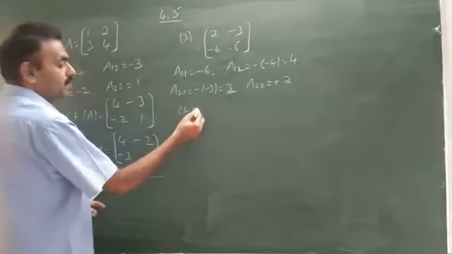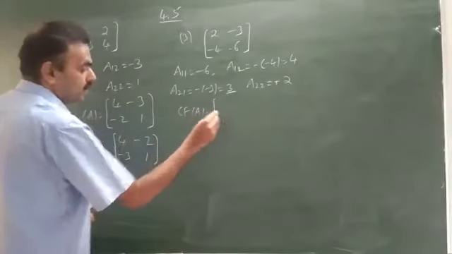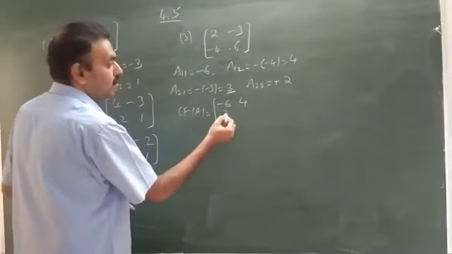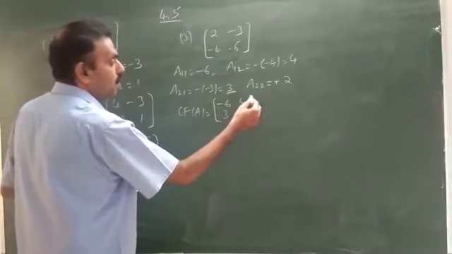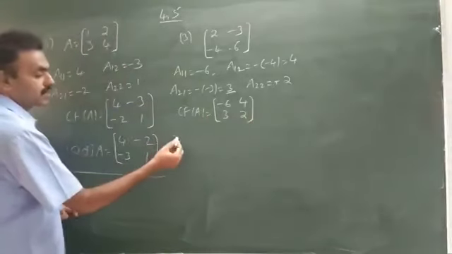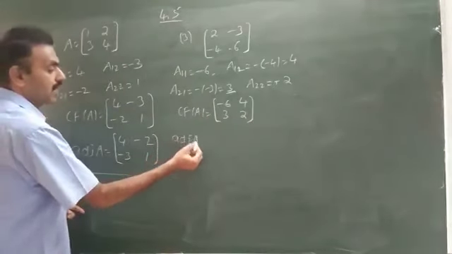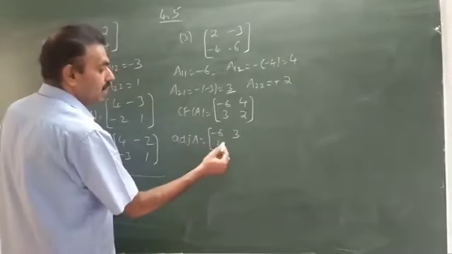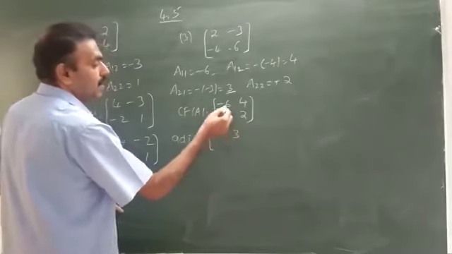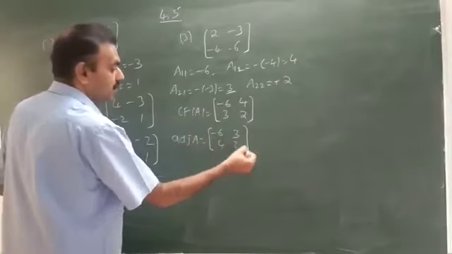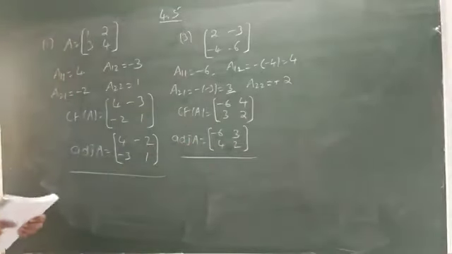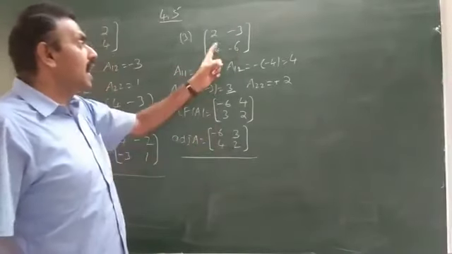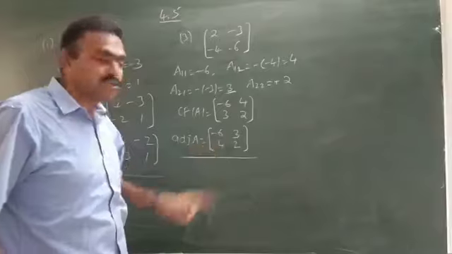What is the cofactor matrix? Find out the cofactor matrix: minus 6, 4, 3, 2. Now what happens? The adjoint of the square matrix, we will be getting minus 6, 3, 4, 2. See, is it possible to get it directly? Yes. Interchange the diagonal elements, minus 6, 2, and change the signs of the other elements, 4, 3.